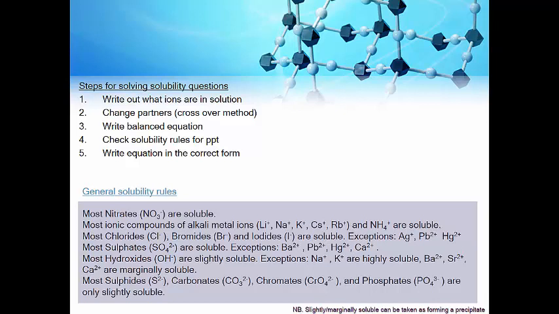Most hydroxides are slightly soluble. So pretty much most hydroxides will form a solid, a precipitate, except if you have potassium and sodium. They're highly soluble, so you don't get a precipitate occurring. Barium, strontium, and calcium are marginally soluble, so you get a little bit solubilizing, but most of it is not solubilized. So for those examples, you would write a solid. Most sulfides, carbonates, chromates, and phosphates are only slightly soluble. So if you get any one of those, you would write a solid next to it.